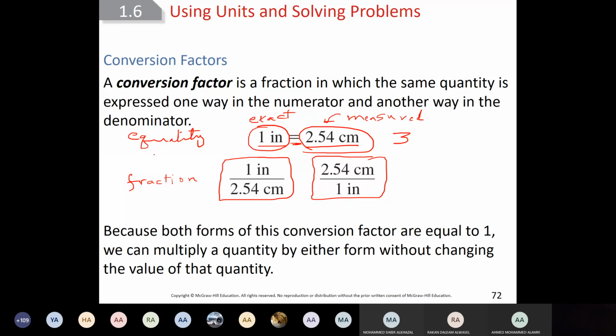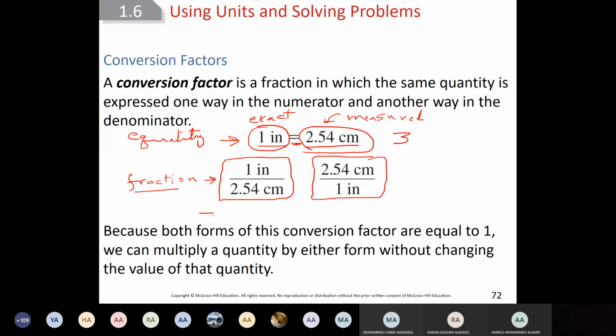Okay, so we have here an equality, things equal to each other, and we have here a fraction. Fraction means one above the other. I can write them this way or this way. Now, when you want to convert any number from one unit to the other unit, this is called conversion of unit.